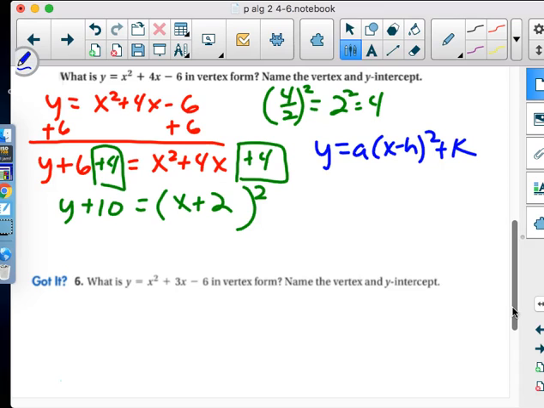So I've got the nice little squared thing done. The only other thing I have to do is get this y all by itself, and I'll have this totally finished. So how do I get y by itself? Subtract 10.